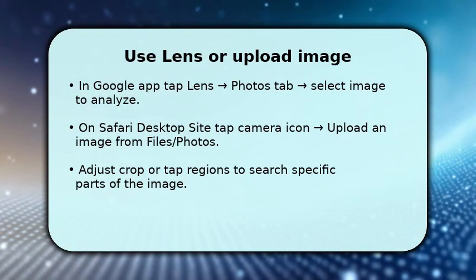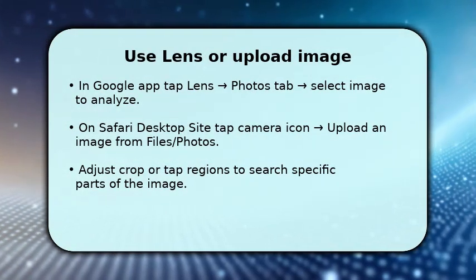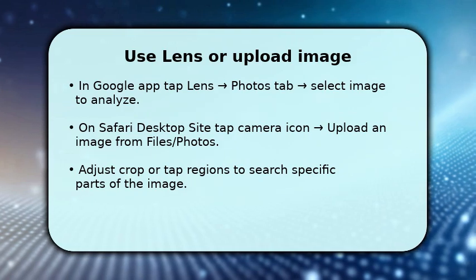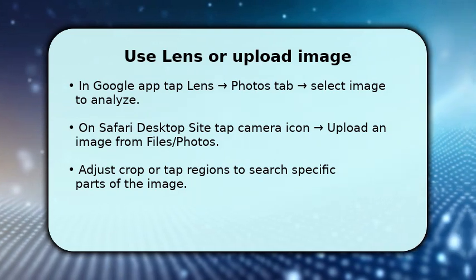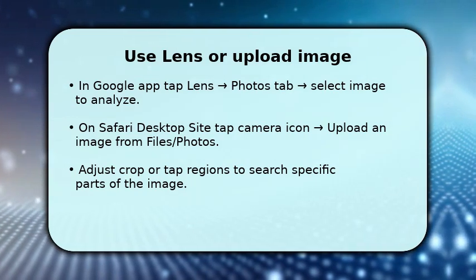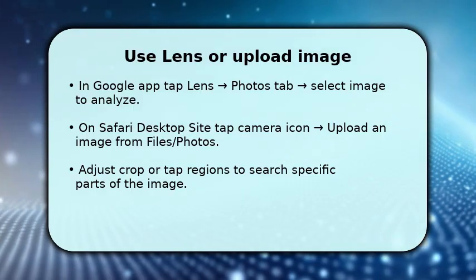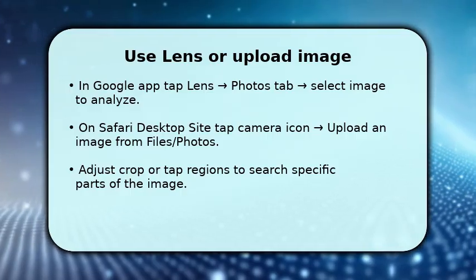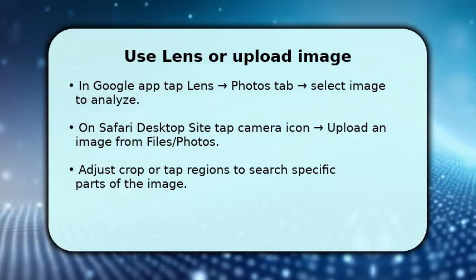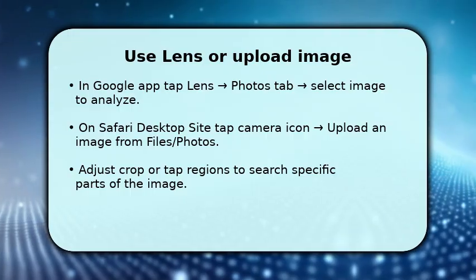Now feed the image to Google Lens or the Upload tool. In the Google app, choose Lens, then Photos, and pick the file. Lens will analyze colors, objects, and text. On Safari's desktop Google Images, tap the camera icon, choose Upload an image, and select from Photos or Files. The site will process the file like a desktop.